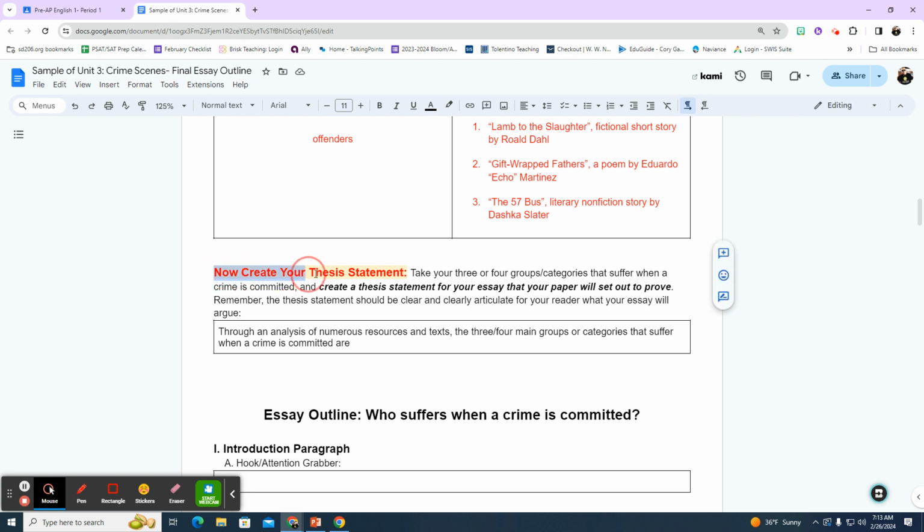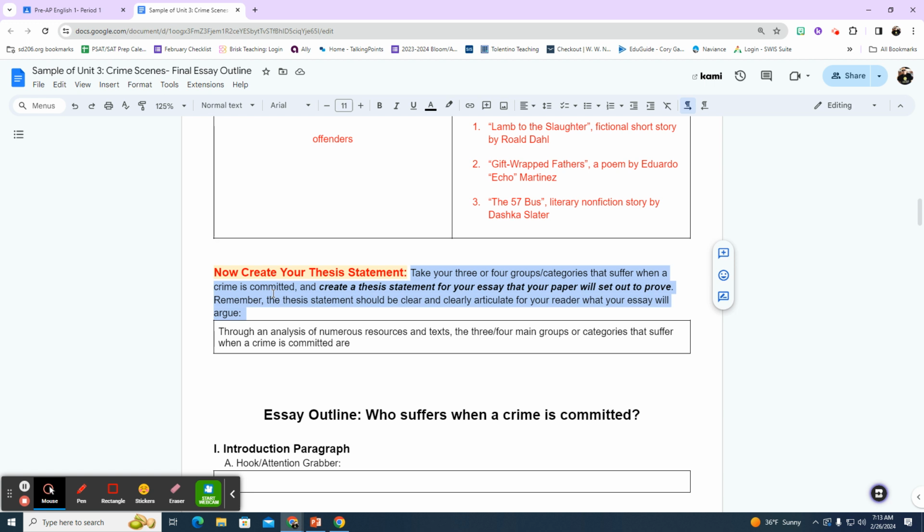So now it says, now you're going to create your thesis statement. Take your three or four groups or categories that suffer when a crime is committed and create a thesis statement for your essay that your paper will set out to prove. Remember, the thesis statement should be clear and clearly articulate for your reader what your essay will argue.